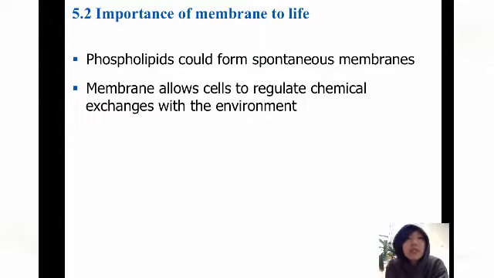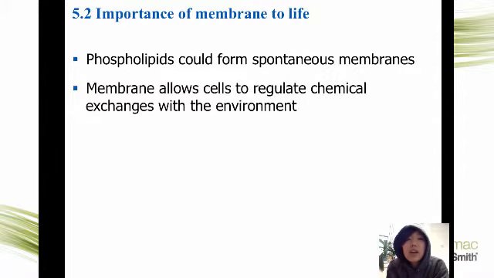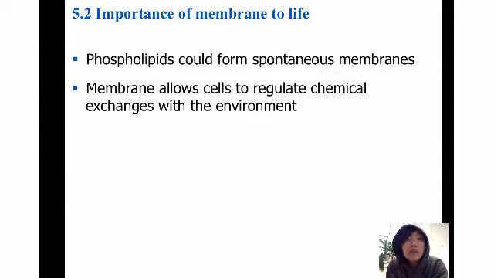From section 5.2, all you really need to know is that phospholipids form spontaneous membranes, and the theory is that this helped early life start to form. Membranes were very important to life because they helped regulate the chemical exchange between the internal environment of the organism and the outside environment.